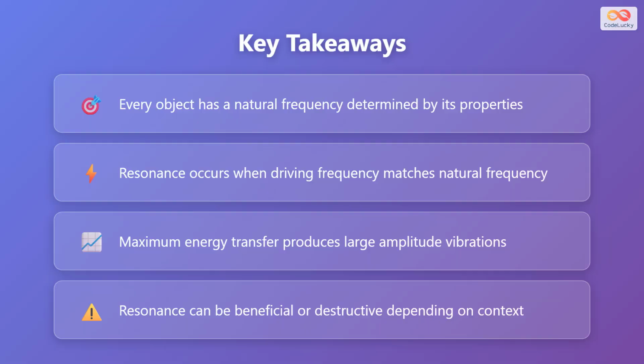Let's recap what we've learned. First, every object has a natural frequency determined by its physical properties. Second, resonance occurs when the driving frequency matches the natural frequency. Third, this matching produces maximum energy transfer and large amplitude vibrations. And finally, resonance can be either beneficial, as in musical instruments, or destructive, as in the case of bridges and buildings. Understanding resonance is crucial for engineers, musicians, and scientists alike.